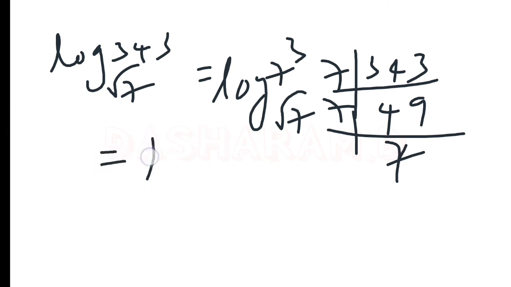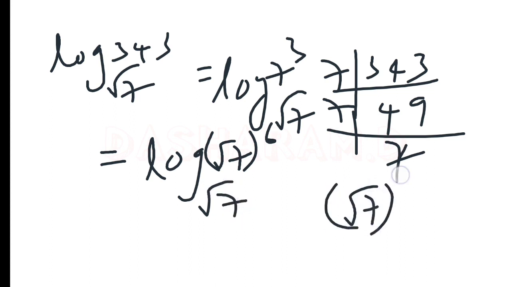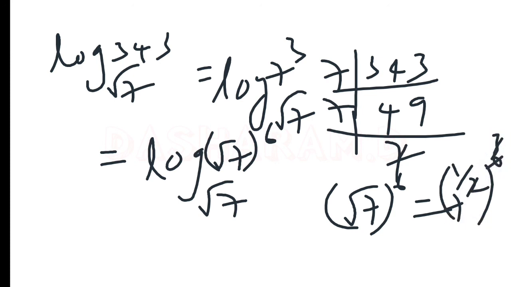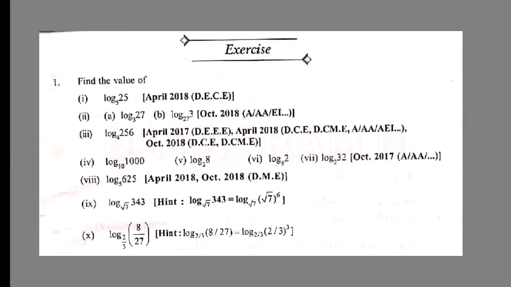Otherwise, the second method: 7 cube I am writing as root 7 whole to the power of 6, base root 7. Let's simplify. 7 to the power of 1 by 2 whole to the power of 6. So 2 ones are 2, 2 threes are 6. So again we got 7 cube. Now this 6 can be written in front of the logarithm: root 7 base root 7. So the answer is 6.